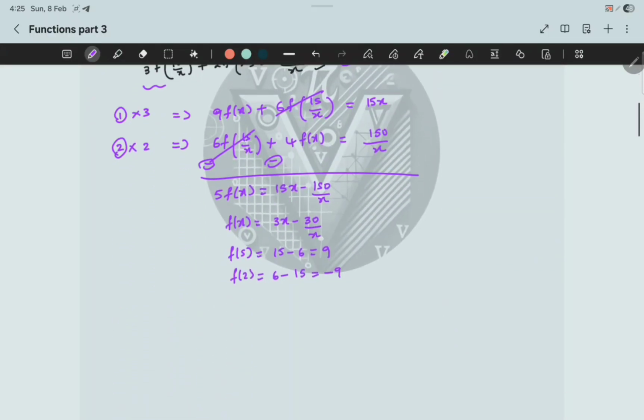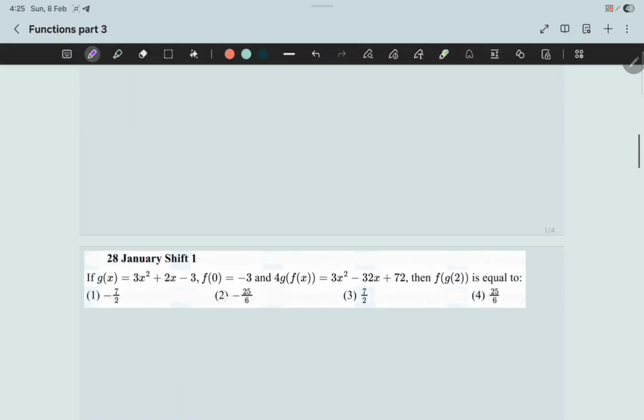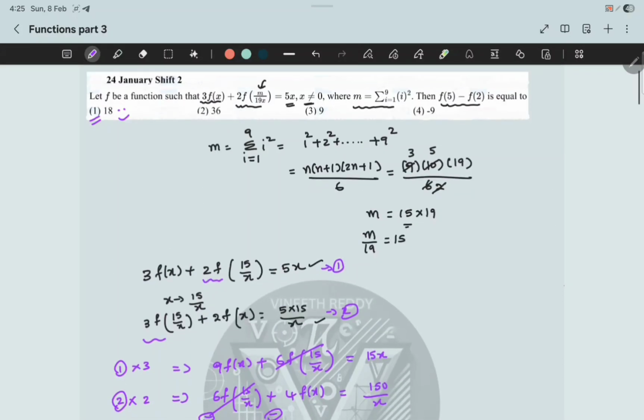What is he asking? f of 5 minus f of 2. That means 9 minus of minus 9 should be 18 and 18 is the first option. This is the correct answer. So let us go to the next question. So the first question was very simple.